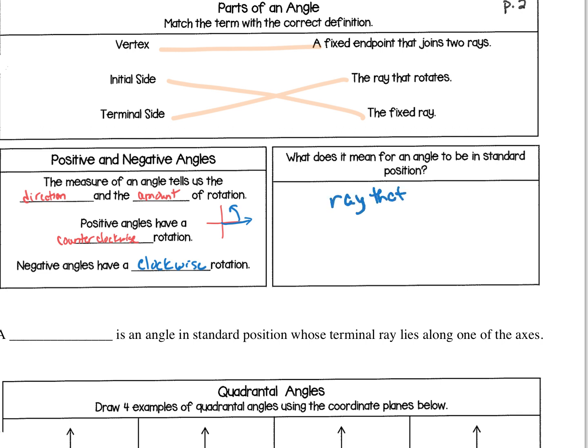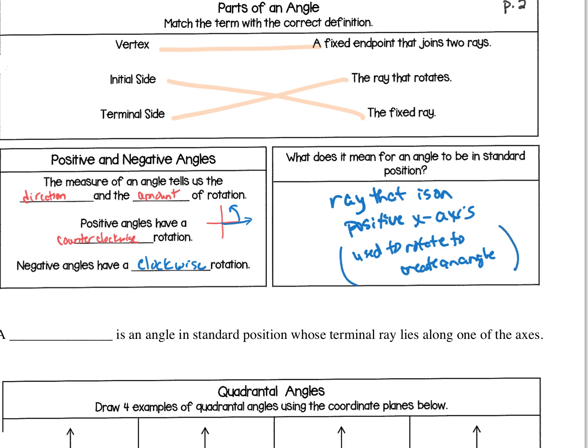A ray that is on the positive x-axis. And what are we doing with that ray? We're going to rotate it to some ending position. It's used to rotate to create an angle. Something to that effect. Sounds good. Thanks, Aiden. Maybe make a note: a ray that is on the positive x-axis, used to rotate to create an angle.